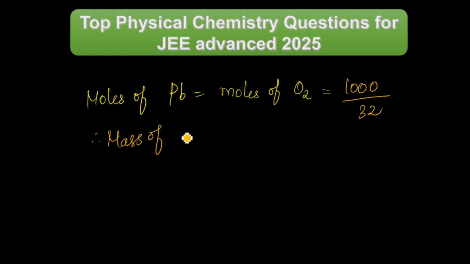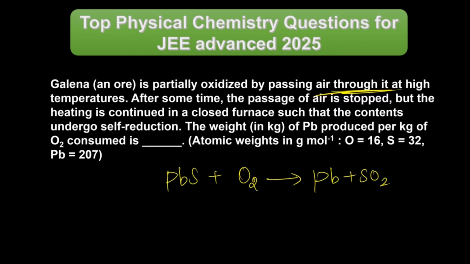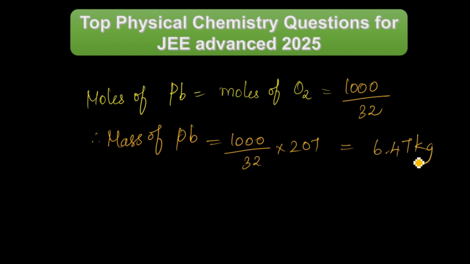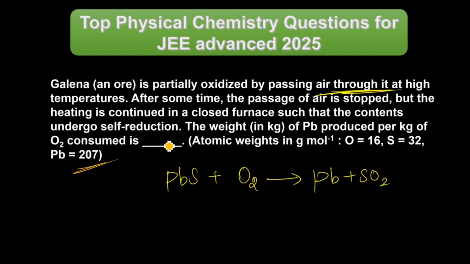So mass of Pb, moles of Pb I know. So mass of Pb is equal to, what is the molecular mass of Pb? It is given as 207. So 1000 by 32 into 207, that is the mass of lead, which will become 6.47 kilogram. I found out the mass of lead, that is 6.47. So 6.47 is the answer to this question.